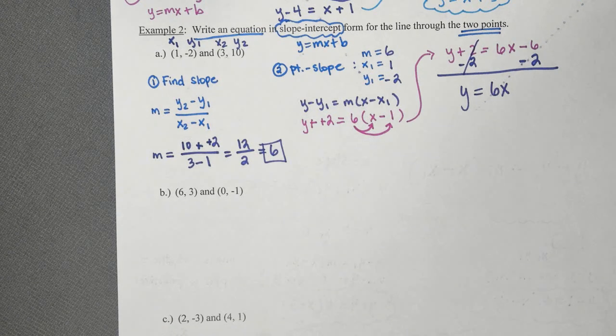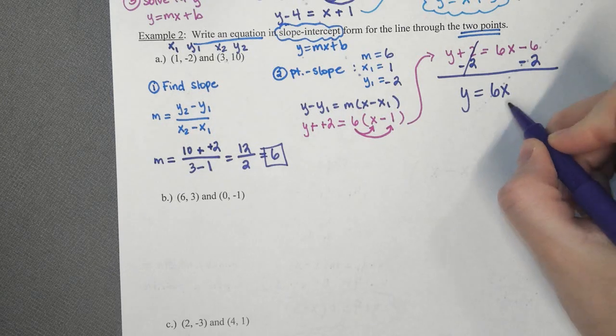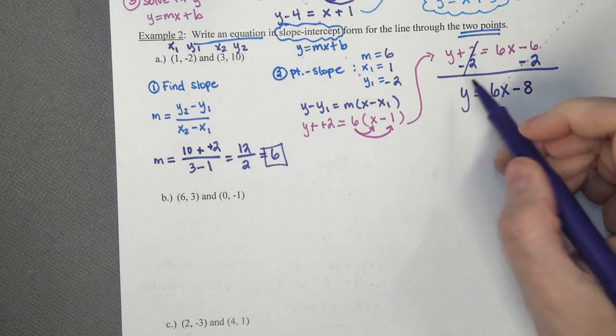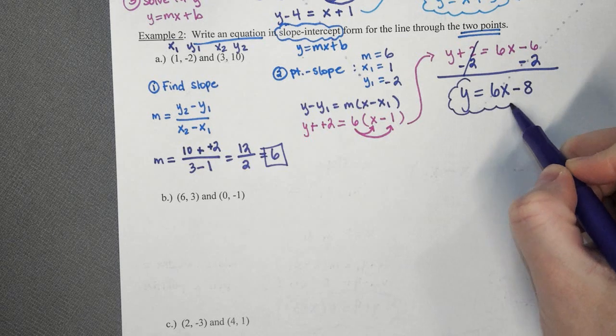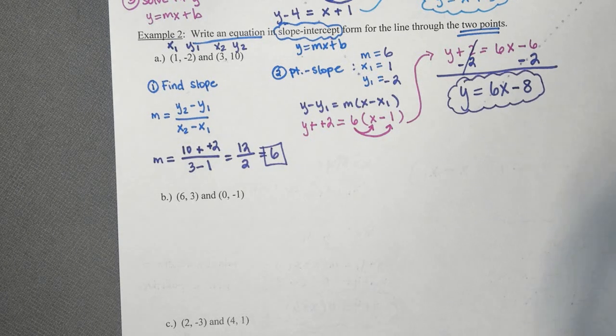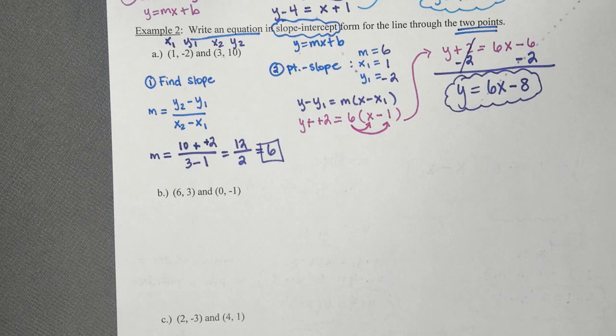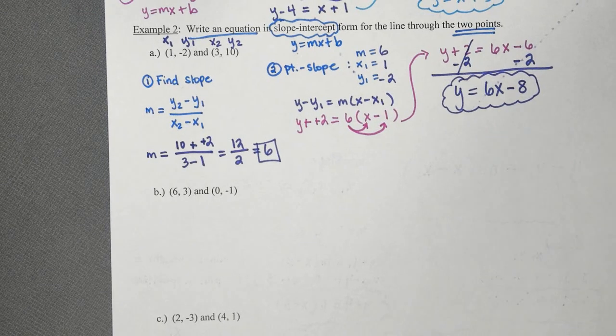And then, so then if you have -6 minus 2, -8. Okay, that's exactly what your answer is going to be.